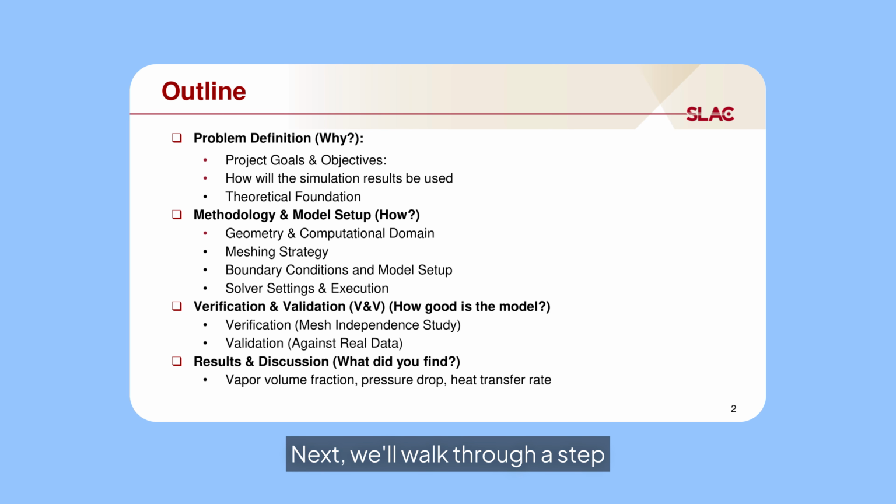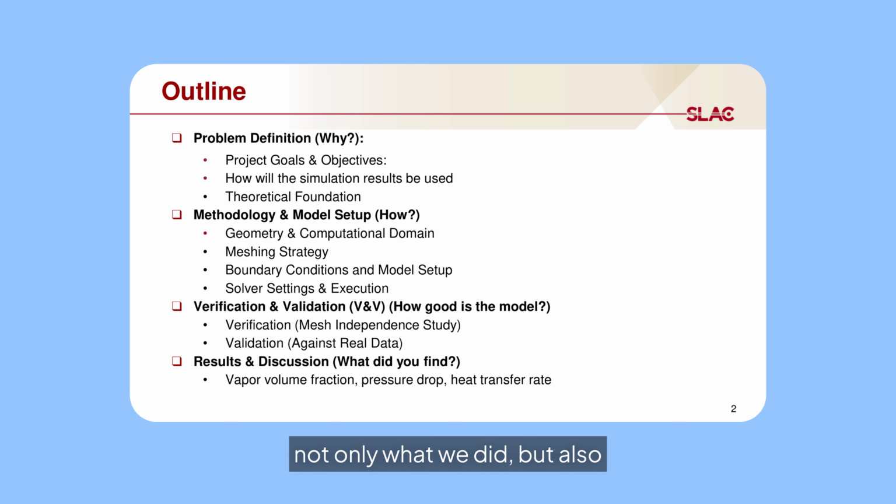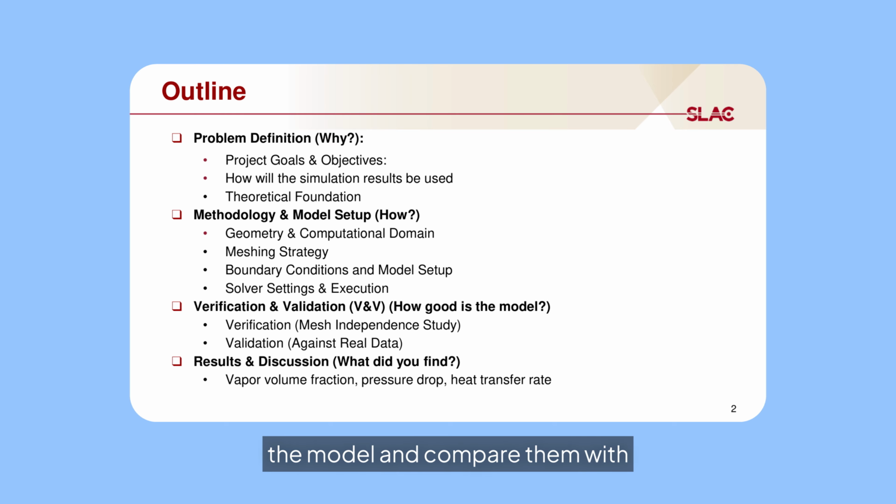Next, we'll walk through a step-by-step setup of the problem in ANSYS Fluent. This will help illustrate not only what we did, but also why each step matters for accuracy and convergence. After the setup, we will review the simulation results, focusing on flow patterns, pressure and velocity distributions, and phase interactions. We will highlight the critical insights gained from the model and compare them with expected physical behavior.